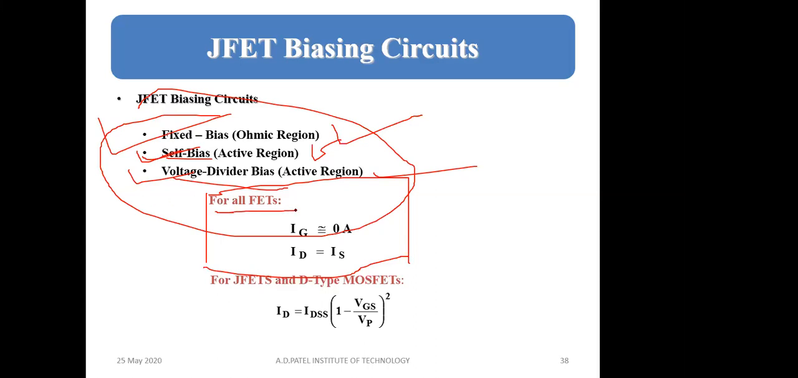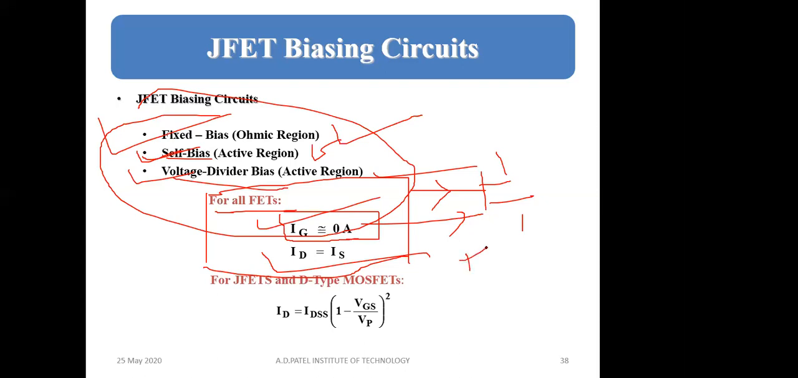But before going to that, let me tell you that there are some assumptions we will be making in the JFET analysis. Always we will be taking Ig is equal to 0. So the current going through the gate we will always take as 0 in FET, because it has very high input impedance, so we assume it is 0. And another thing is ID is equal to IS, that is, drain current is equal to source current. We already said this when we discussed earlier. ID is equal to IS.